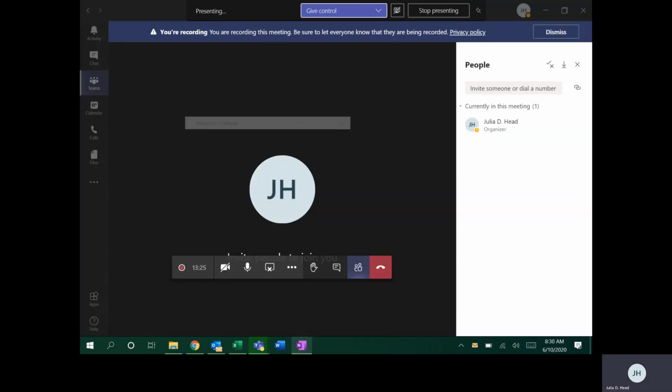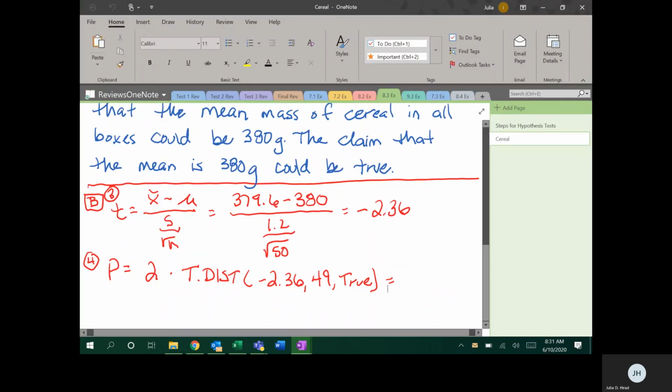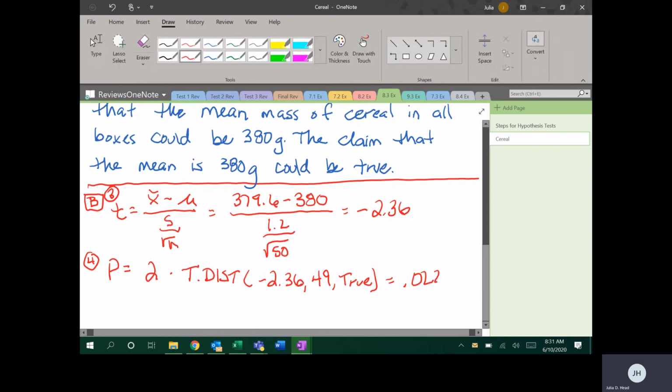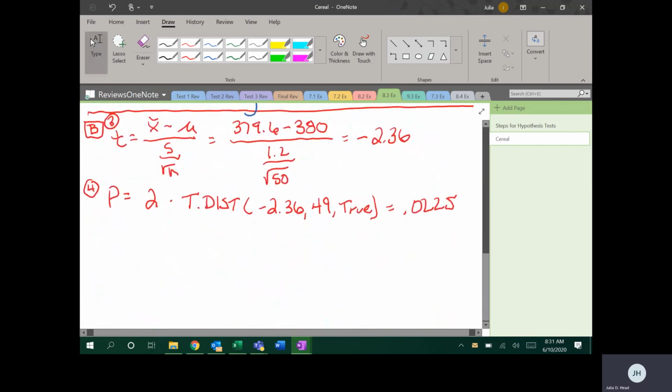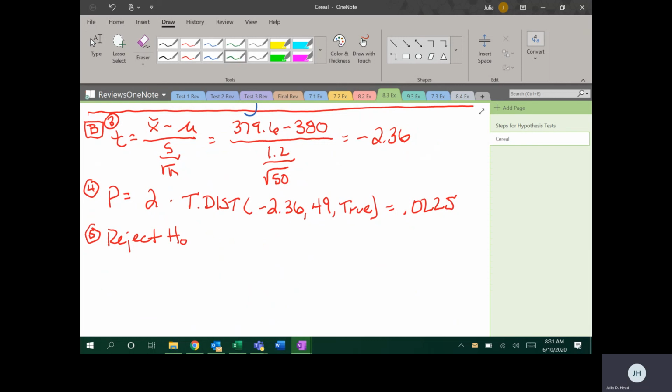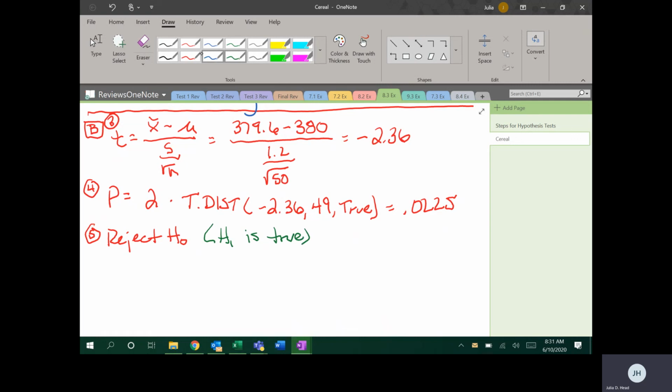If we can get back to the problem. Now, for the first time, 0.0225 is less than the level of significance. So for step 5, our decision is to reject the null. And since this is the first time we've seen this, I'll point out what we're saying is that H1 is true. And this is not wishy-washy. This is confident.